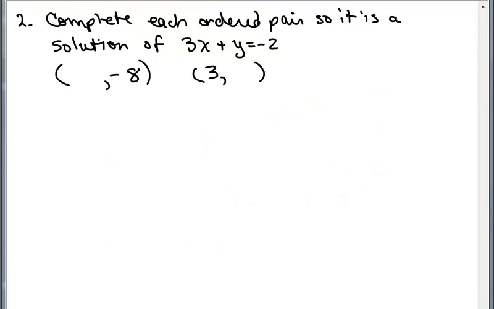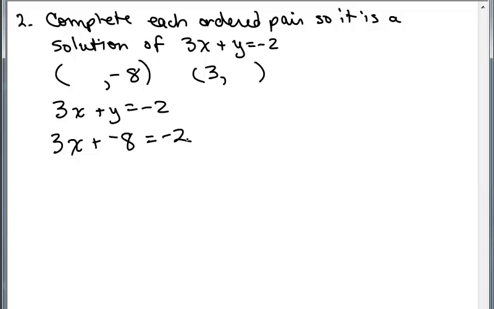Right, finally on to problem 2. Complete each ordered pair so it is a solution of 3x plus y equals -2. In the first ordered pair, it says y is -8. So we're going to take this equation and plug in -8 for y. So it's 3x plus -8 equals -2.